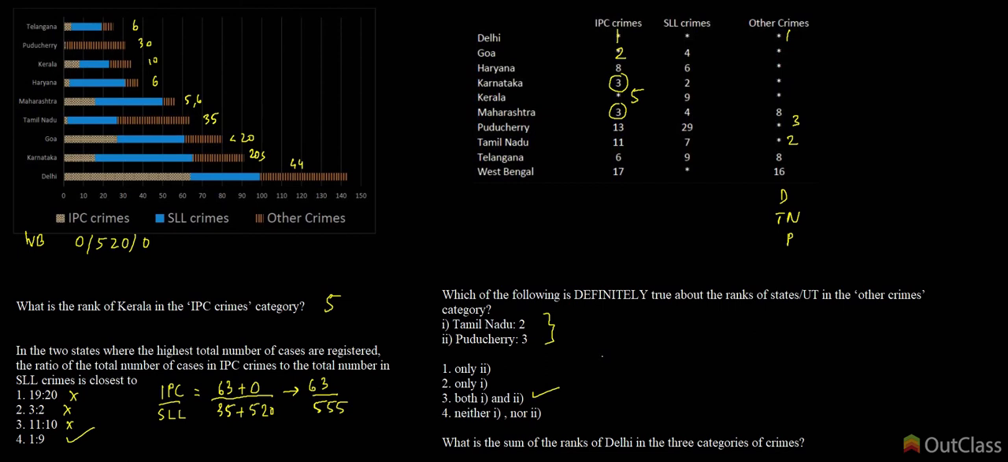Last question, what is the sum of ranks of Delhi in the 3 categories? We have found 2 categories already. First is 1, last is 1. We need to find the middle one. SLL crimes we found to be around 35 for Delhi. Karnataka has more than that. I'm going to put a high arrow.